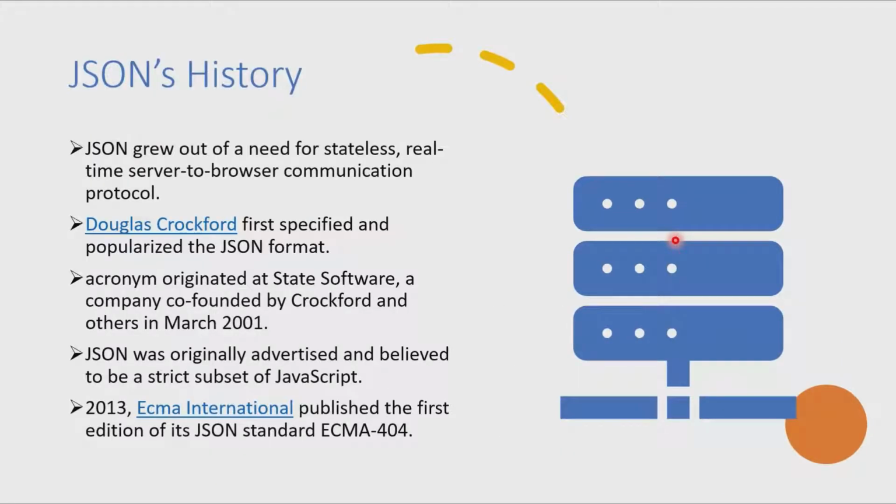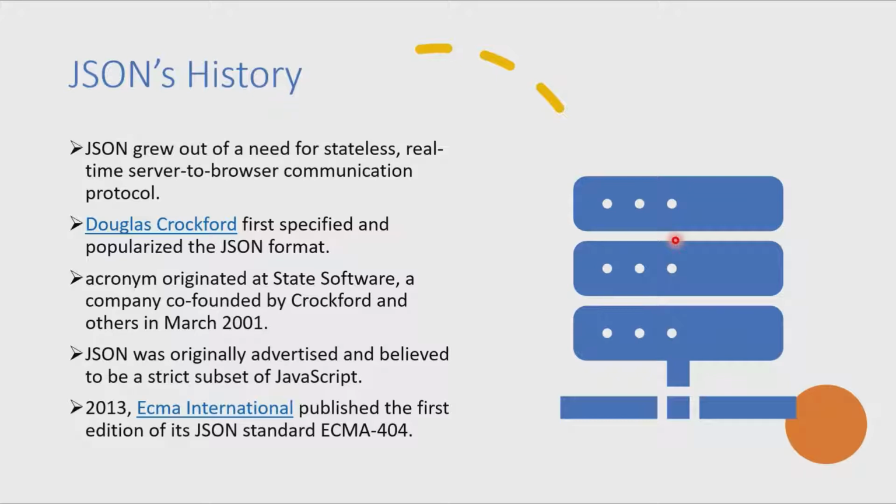Now, a bit of JSON's history. JSON grew out of the need for stateless real-time server-to-browser communication, and it was first specified by Douglas Crockford, and it was popularized as the JSON format. Its name originated at State Software, a company which was co-founded by Crockford and others in March 2001.